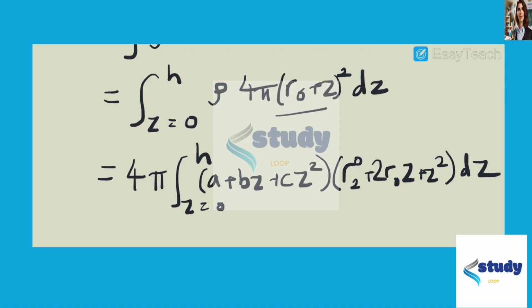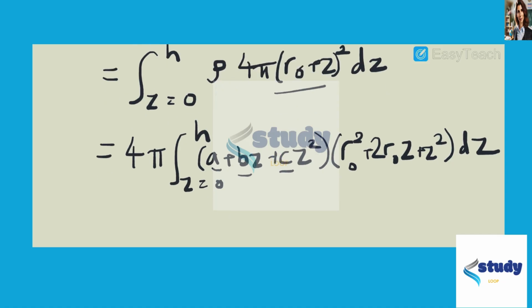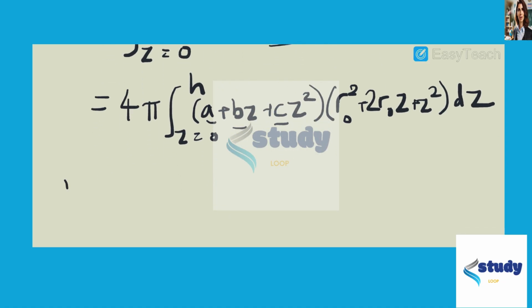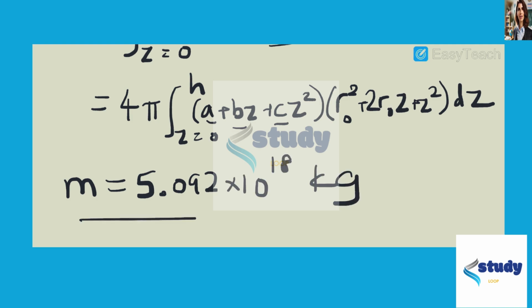And from carrying out this integral, we plug in that formula we had for rho, so plug in for these constants a, b, and c. And we know that the radius of the Earth, this should be r naught squared, is 6,377 kilometers, and we are integrating with respect to z. So after following through with this integral, we get a total mass equal to 5.092 times 10 to the 18 kilograms. And that's our final answer.